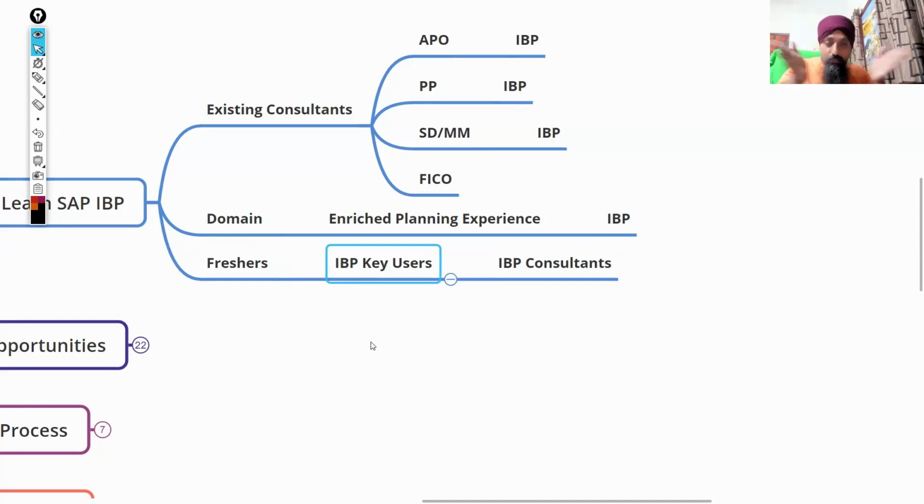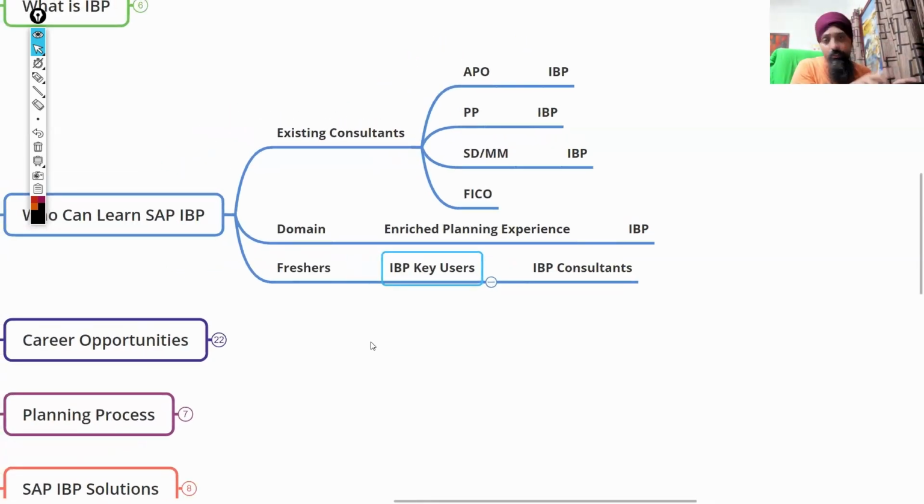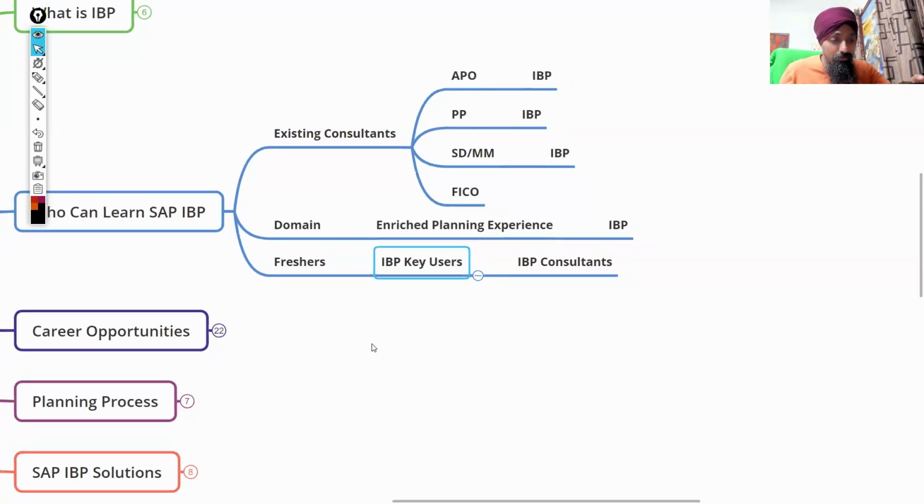So both kinds of streams are available where you would be able to jump in. If you're already working as a consultant, then you would be jumping in as a consultant. If you're working in a domain, you can jump in as a consultant or start with IBP end user. If you are a complete fresher, then start with IBP end user. That would be our suggestion, so that you have more knowledge of the business after this training.